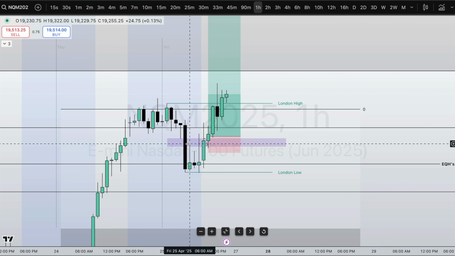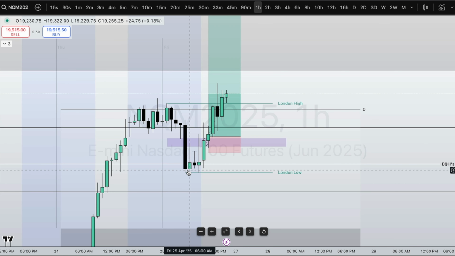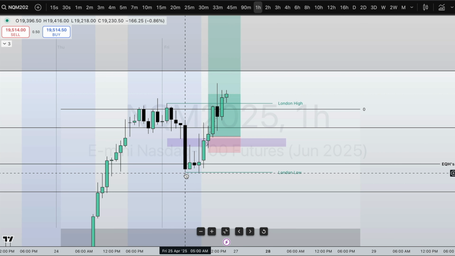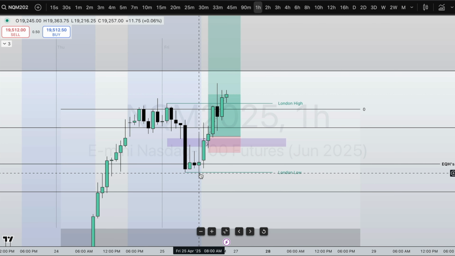Now, once we open up this range, what I was watching is how price was playing around this morning. We can see that the low of London was put in here, and then from there we were maintaining the low. So right here at 8 a.m. we retested that low, and then we started wicking back and forth.